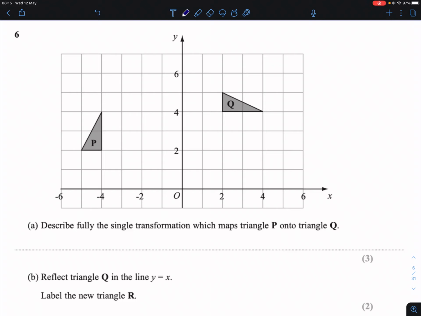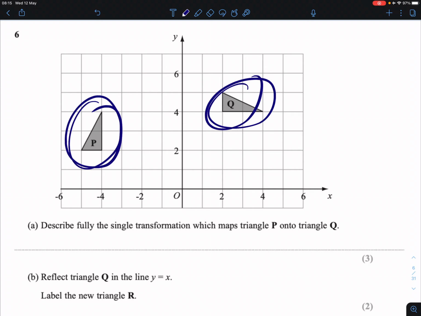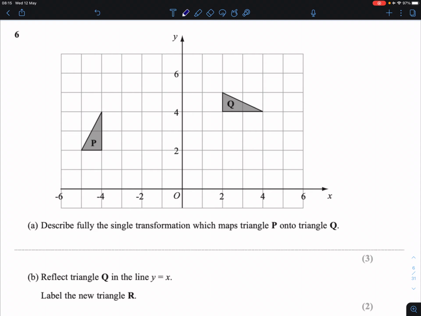Question 6. Part A. Describe fully the single transformation which maps triangle P to triangle Q. So on observation, in terms of how they're orientated, there's no reflection, there's no enlargement, there's no translation, so that leaves you with rotation. So this shape here has been rotated in order to make that shape there.